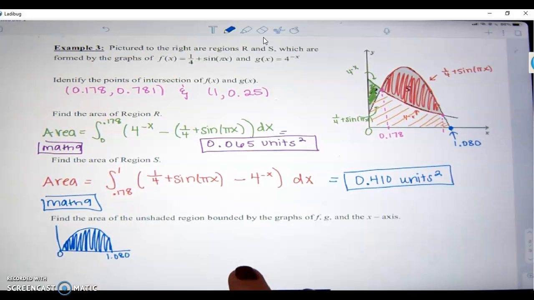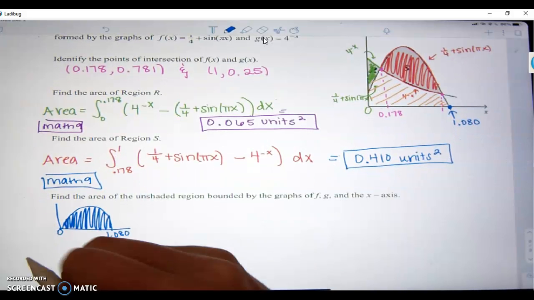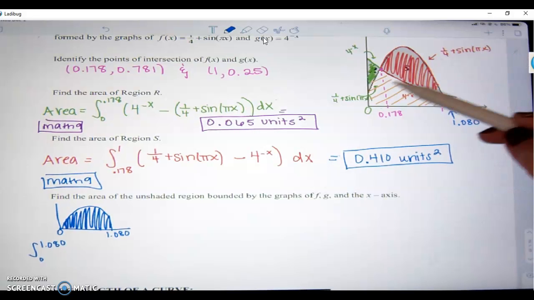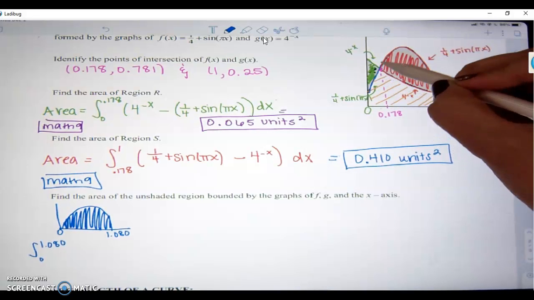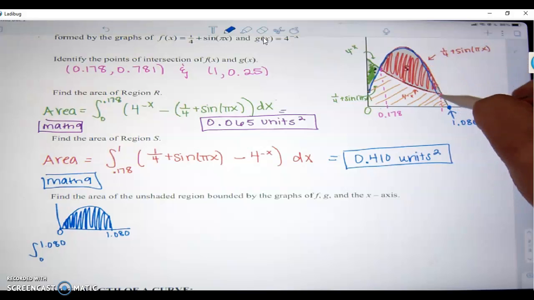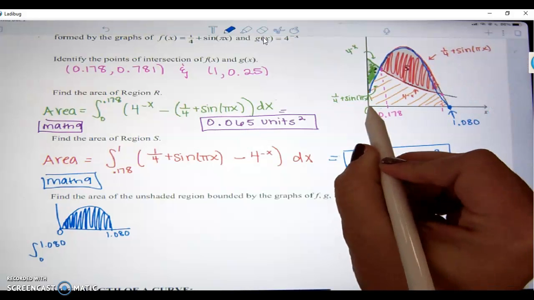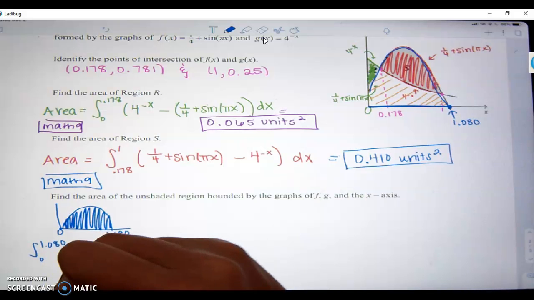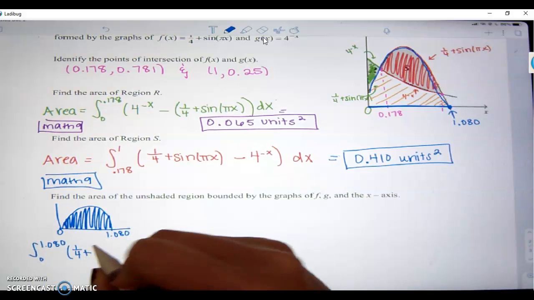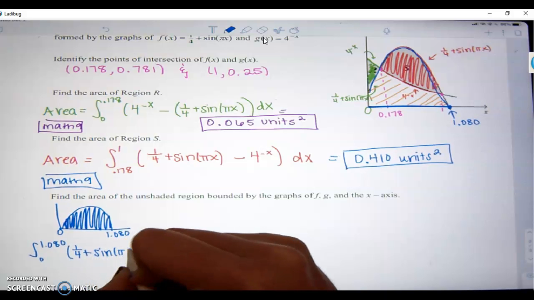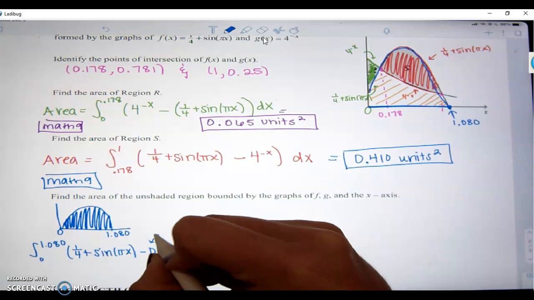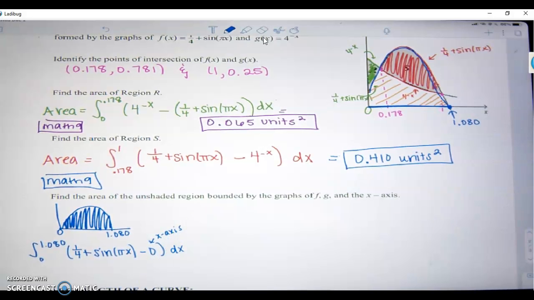And to find that area right there, we are going to make an integral from 0 to 1.080. And that just uses this curve of 1/4 plus sine of pi x, and it uses the x-axis. It doesn't actually use the other graph at all. So I can do 1/4 plus sine of pi x. And if I want to do the minus 0 to represent the x-axis, you can, but it's not necessary. Okay, so that's going to be the area of that part.